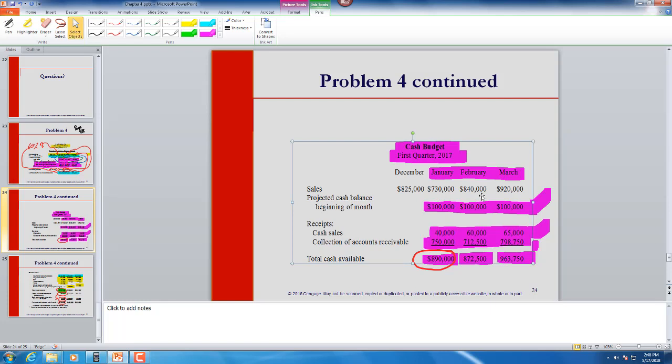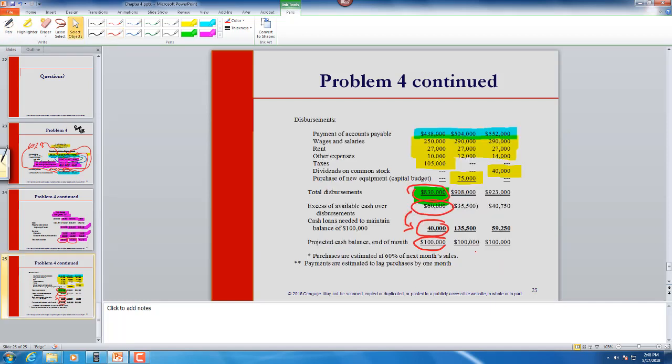Now, think of February. In February, your total cash you have, including the 100,000, is 872, 500. But your total expenses in February are a lot higher. They are actually kind of like 908,000. So you actually are short by 35,500. So you're short in February. That means your expenses exceed your inflows by 35,500.